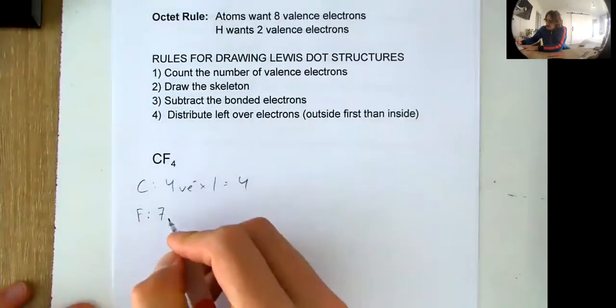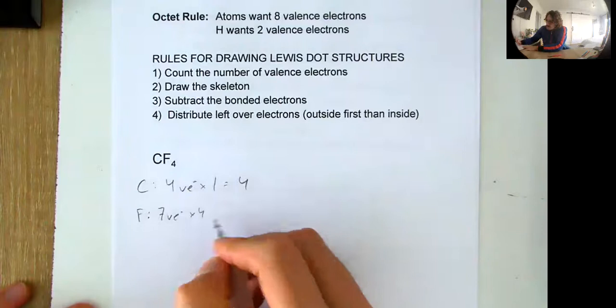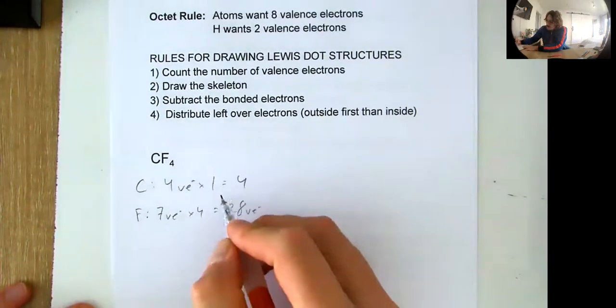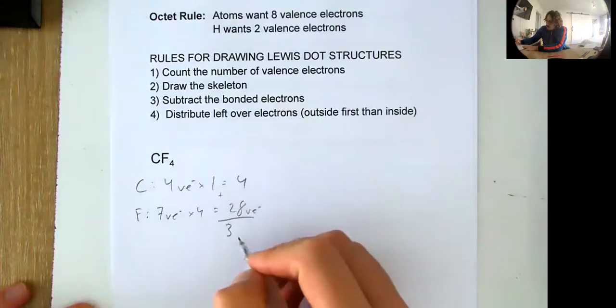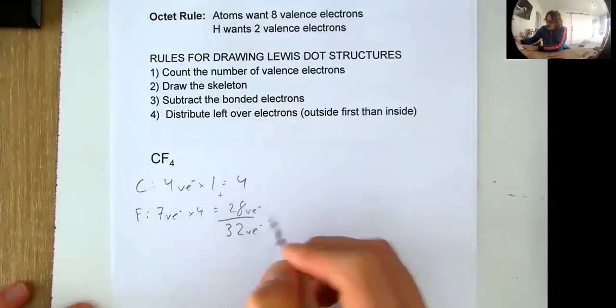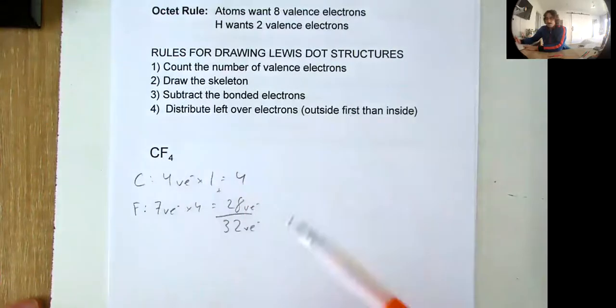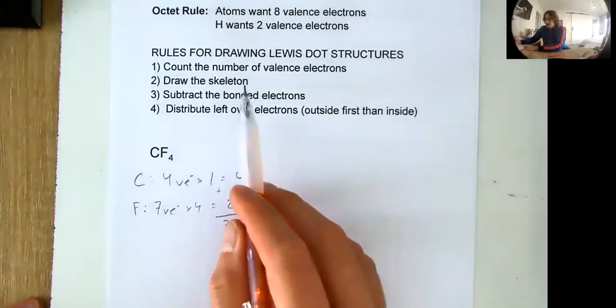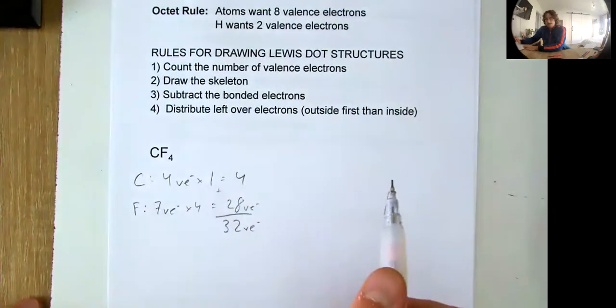So 7 valence electrons. There's 4 of them. That means this fluorine is going to bring in 28 valence electrons. And how many is that total? That's a total of 32 valence electrons that we need to account for. That's the first step. Step number 1 is done. Step number 2 is draw the skeleton. Remember, that means just to connect the atoms with a single bond.